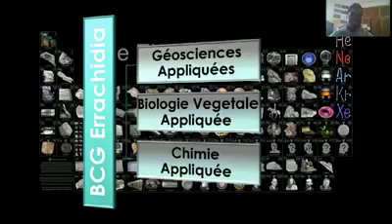The other city is Errachidia. In Errachidia, they offer applied geoscience. There's applied plant biology and applied chemistry. Okay, so these are the specializations that BCG offers at the end of the 2 years. You can do any of your choice.